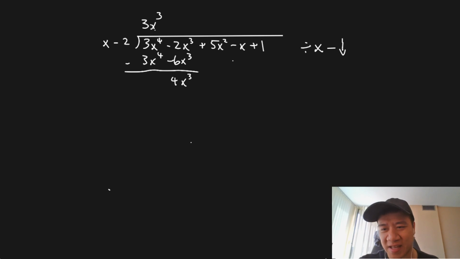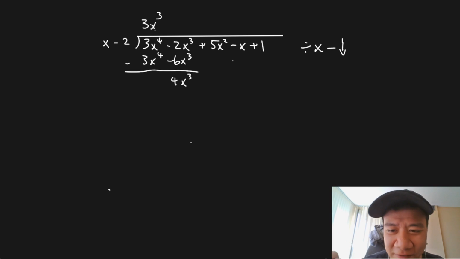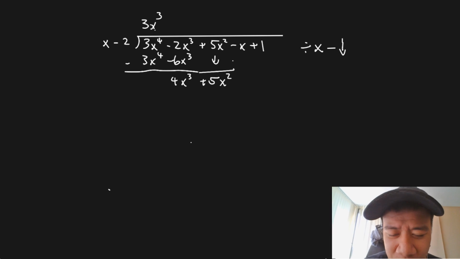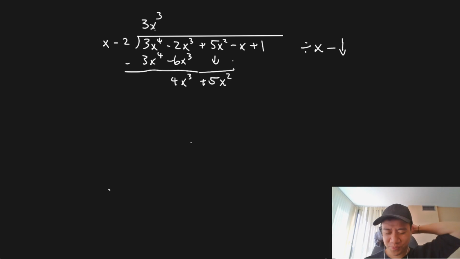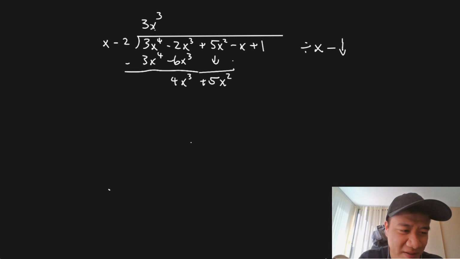Okay, so that's subtraction. The last thing we do is we bring down. We have our 5x squared term over here, the next term in our long polynomial. What we do is we just bring it down, plus 5x squared. Okay, so after this, we just repeat the entire process, but now we start with this term.